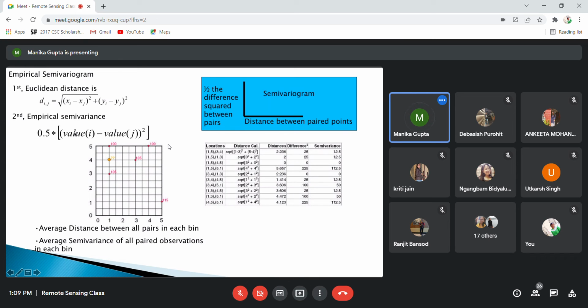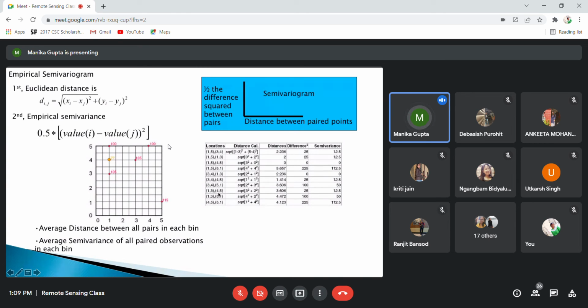So value i minus value j, whole square. The difference between these two values is 5. The square is 25 and half of 25 is 12.5. So you get the semi-variance value. So you got the distance, you got the semi-variance.